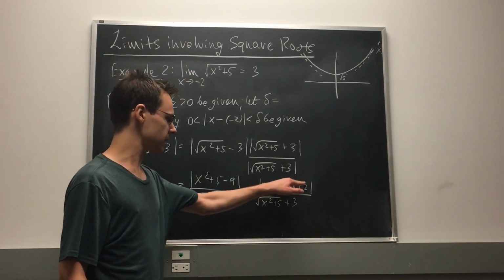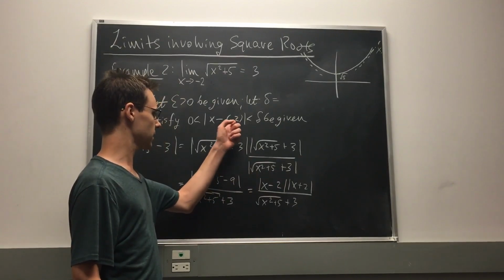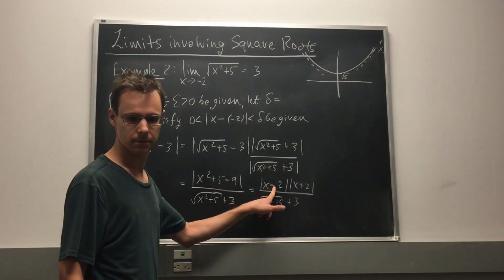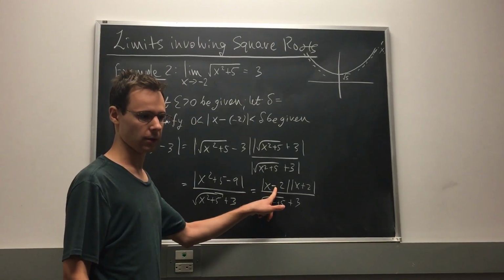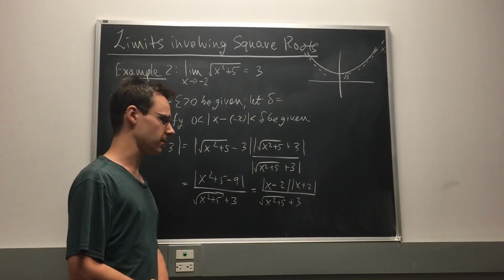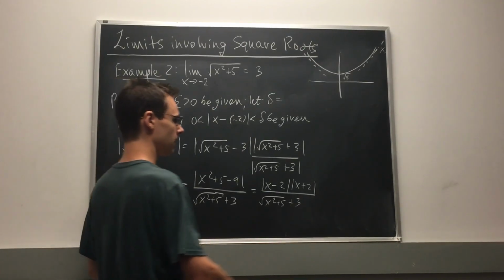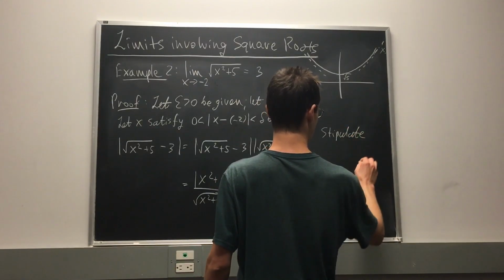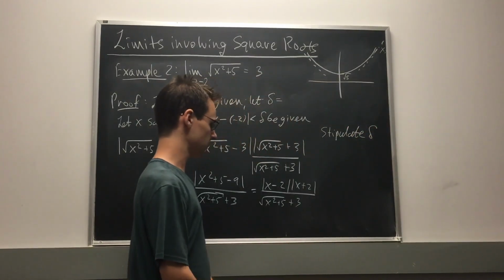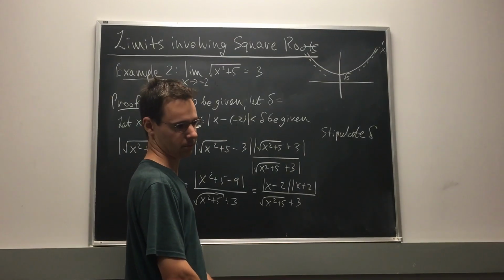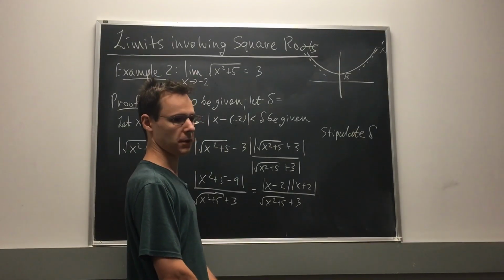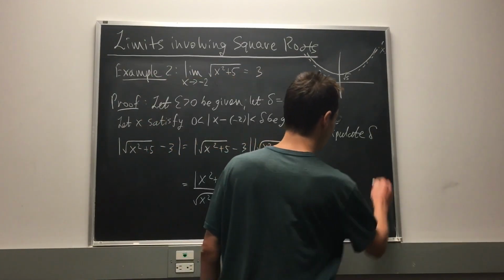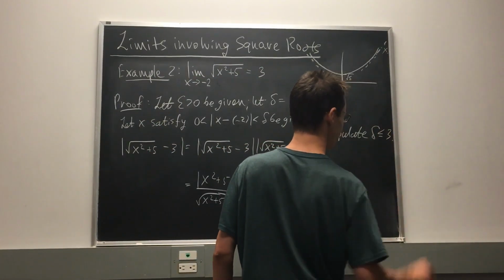All right, now the x minus 2 is the quantity in this case that's less than delta, and we want to say something about x plus 2, the size of it. So this is where our stipulating comes in, okay? So stipulate the delta is, what value do we want? How about 3? I could use 1, but why not use 3 for fun? Stipulate the delta is less than or equal to 3, okay?